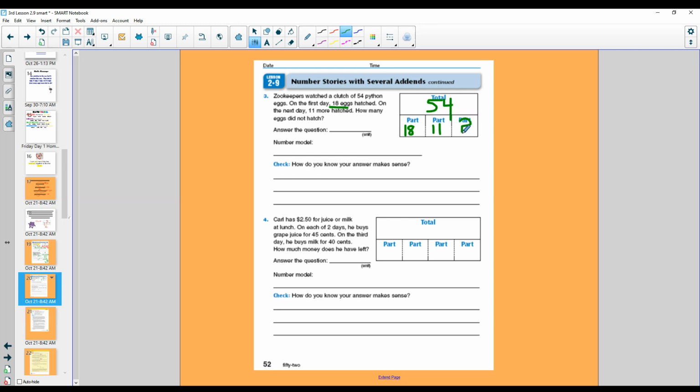So what we need to do is 2 parts to this question. First, we need to take 18 plus 11. So 8 plus 1 gives us 9, okay? And 10 plus 10 gives us 20. So we get the answer of 29. 29 eggs hatched. So we had 54 eggs, and 29 of them did not hatch.